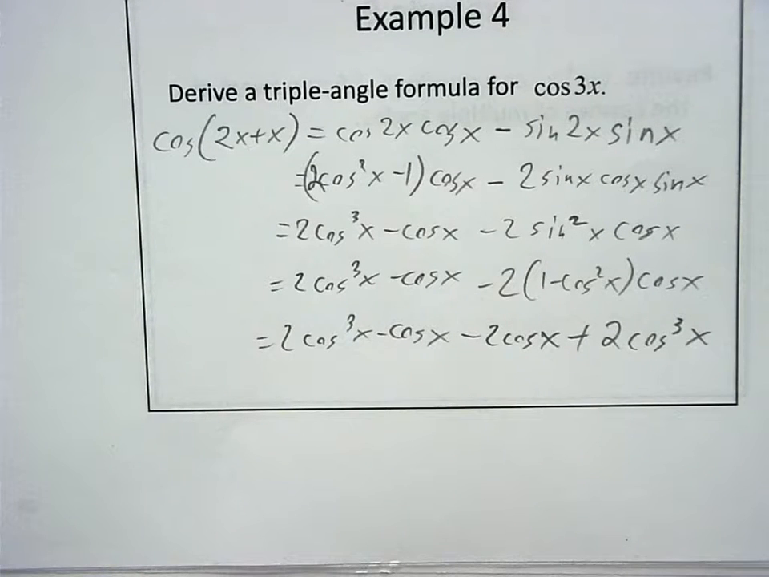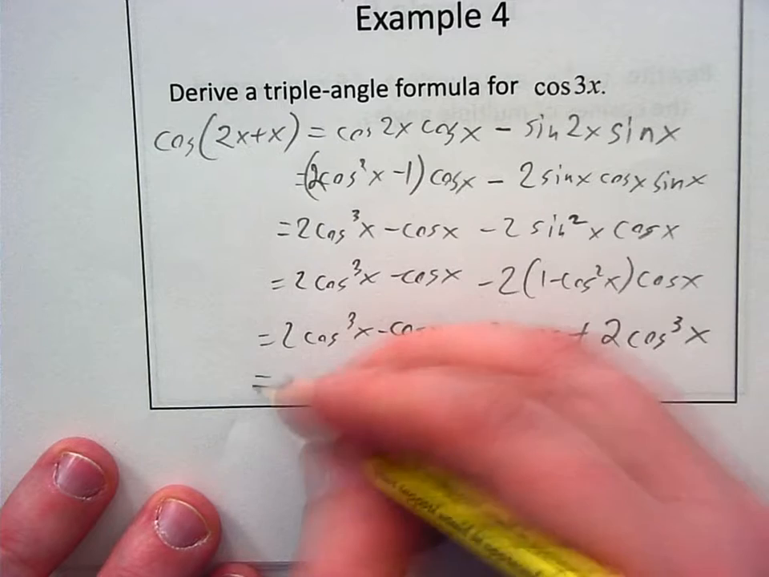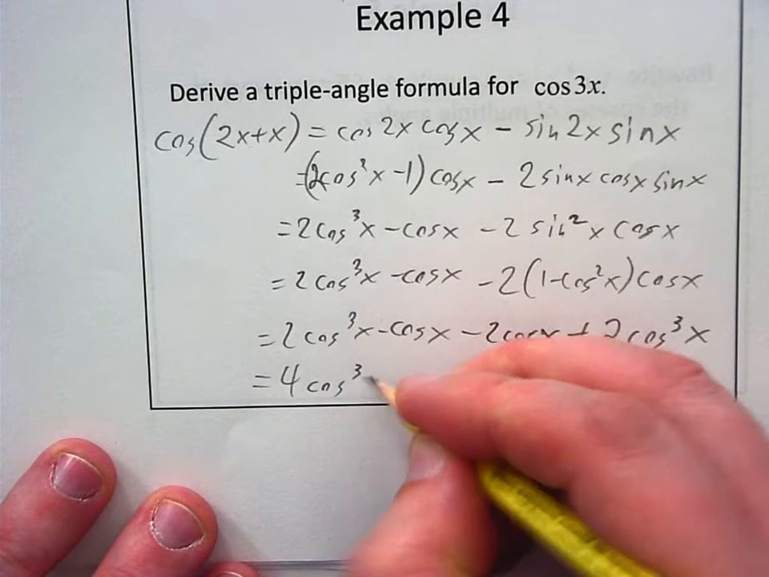So what do you notice? What can combine together? 4 cosine cubed x.